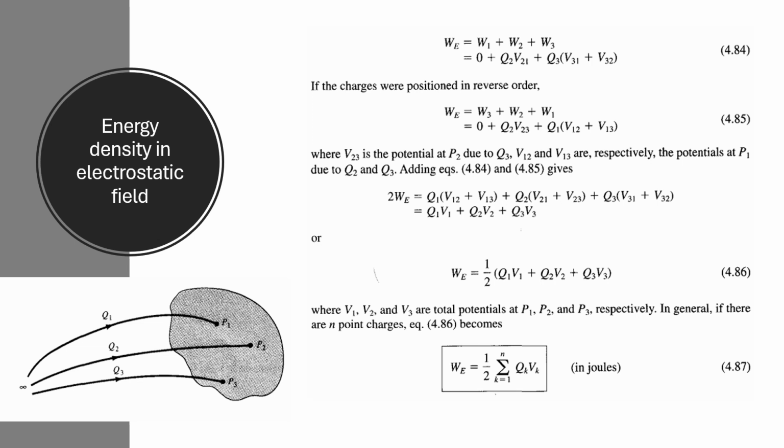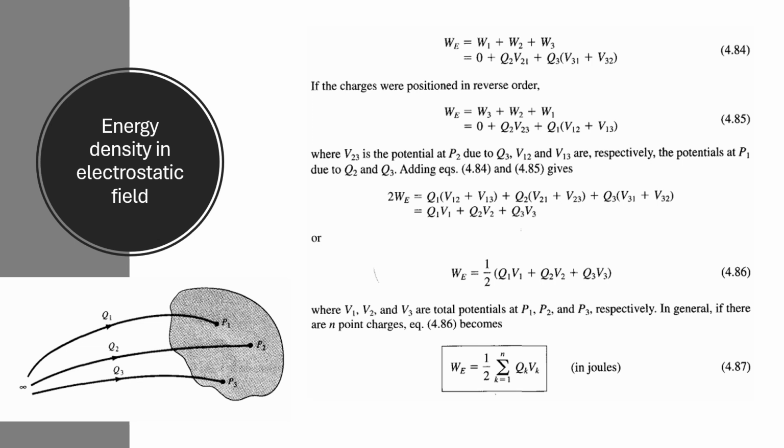Since initially there was no charge, and hence no electric field, W1 will be 0. And W2: since Q1 has already been placed in the field, now the energy will be Q2 V21, where V21 is the potential and the charge is Q2. So Q into V is the energy. Similarly, if we are bringing Q3 into this field, then the work done will be Q3 V31 plus V32, that is, the total potential times the charge.